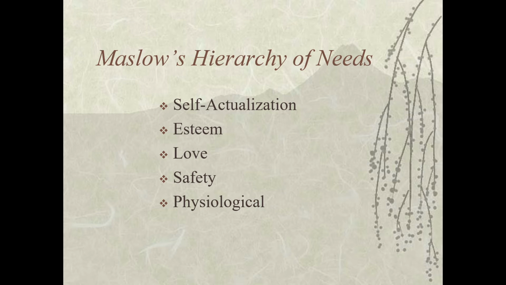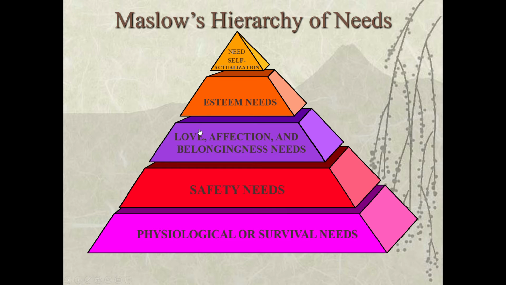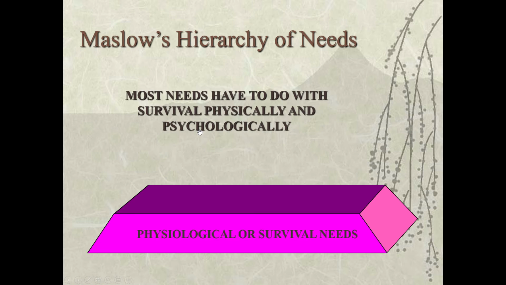And so these are the five hierarchies. From the bottom is the physiological need, the safety need, the love need, the esteem need, and the goal, which is self-actualization. And we can actually represent this in a pyramid diagram. And so every human has a need to get to the point of self-actualization, but it actually starts from the bottom, the physiological or survival need.